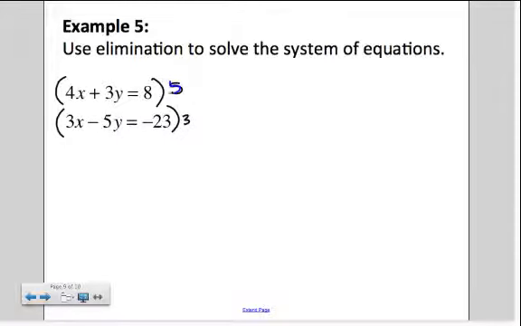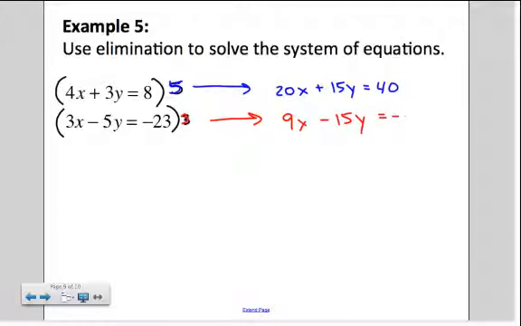All right, I'm going to multiply this one by 5, and I'll write it in blue. 5 times 4 is 20x plus 15y equals 40. So I multiplied this equation and put it there. All right, the next one I'm going to multiply by 3, and I'm going to write it in red right here. 3 times 3x is 9x minus 15y equals negative 69. Draw a line, and now I can just add down. I'm going to have 29x, the y's are eliminated, equals negative 29. So that just means that x equals negative 1.